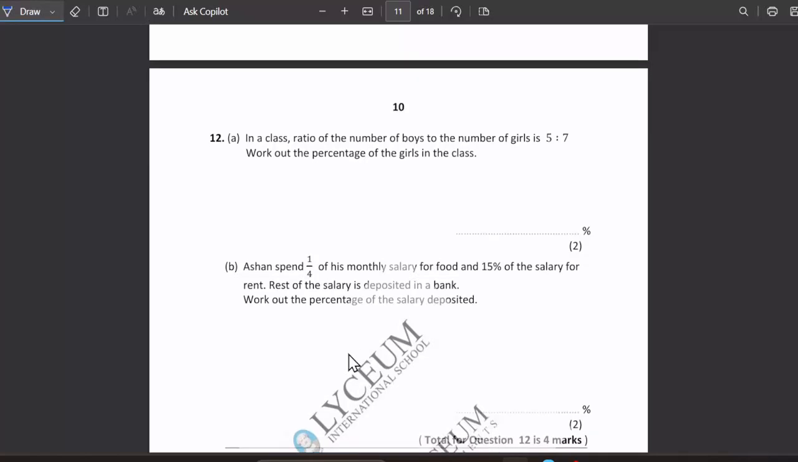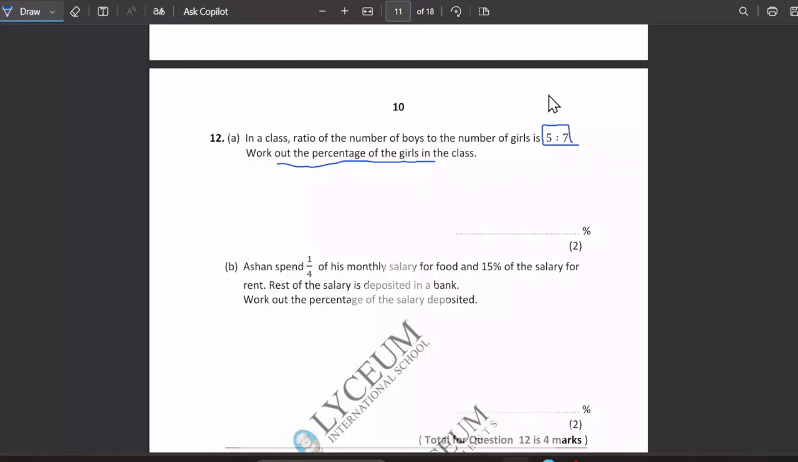In the 12th question, in a class, the ratio of the number of boys to the number of girls is 5 to 7. Work out the percentage of girls in the class. This is a scenario they have given. They haven't given us the total number, but they say for every 5 boys, there are 7 girls. So we can use this to get the percentage of girls in the class.